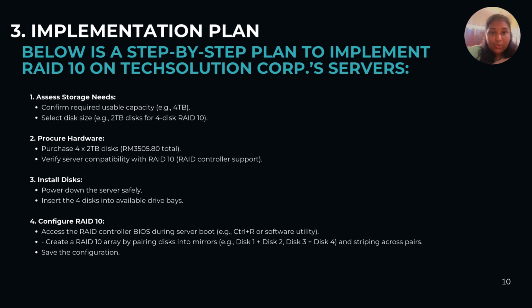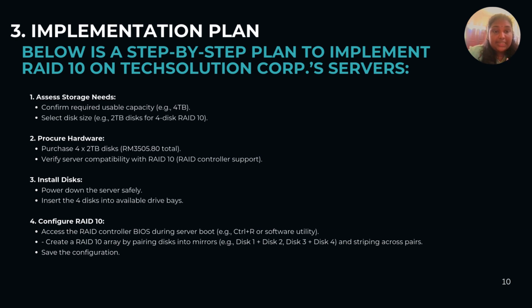They have to see what the requirements are that this hardware is giving. And third one will be install disk: power down the server safely, insert the 4 disks into available drive bays. Fourth one, configure RAID 10: access the RAID controller BIOS during server boot, for example Control R, or a software utility.